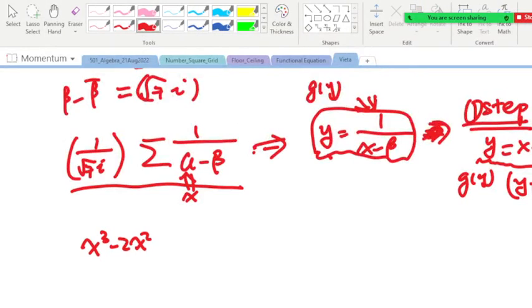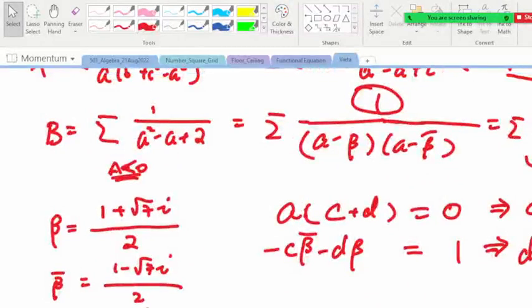I have one question. Why can't we just directly apply method 2 here, for this one? You mean we directly apply method 2, that we inverse it? We try to find a polynomial, a squared minus a plus 2, if we find a polynomial.